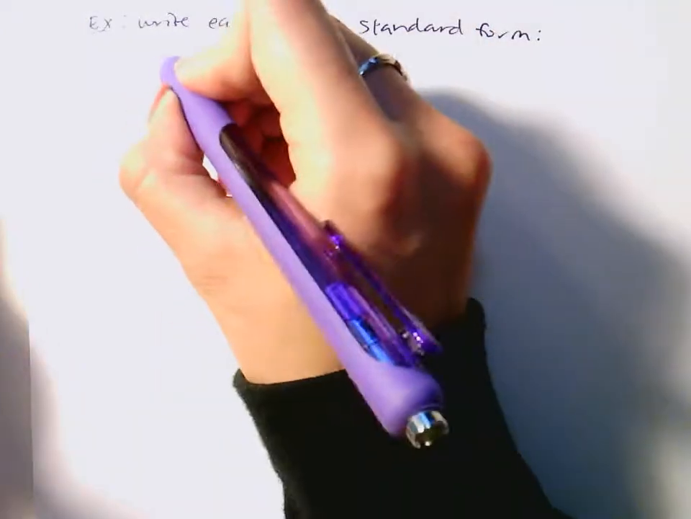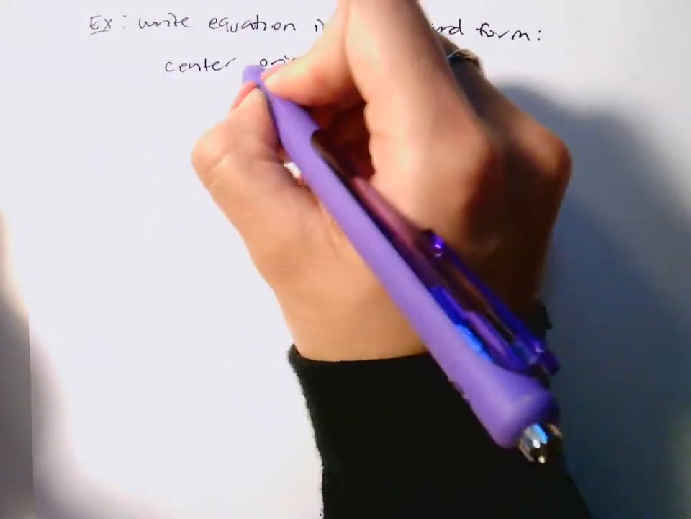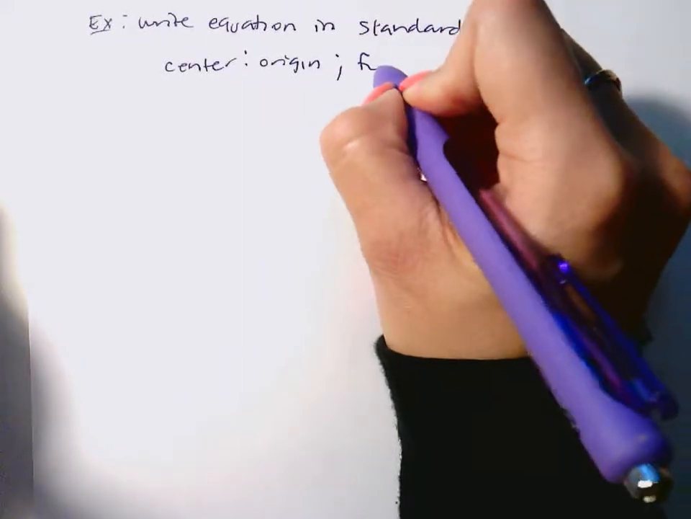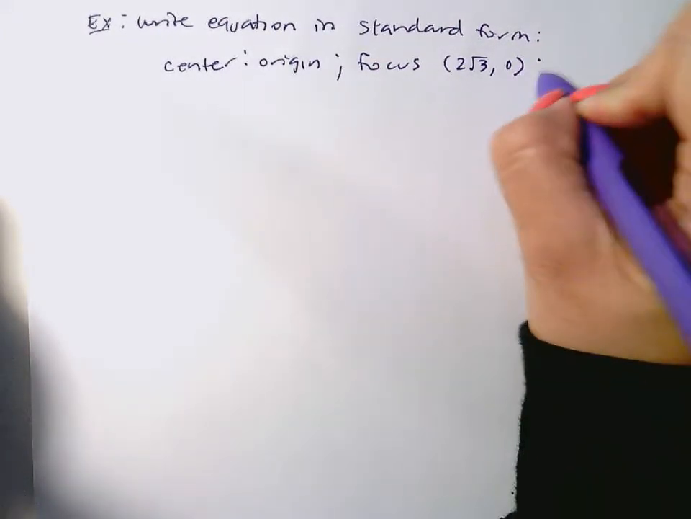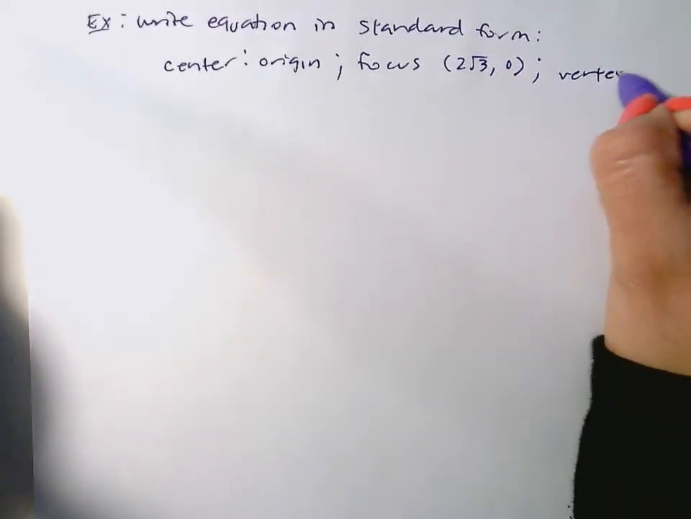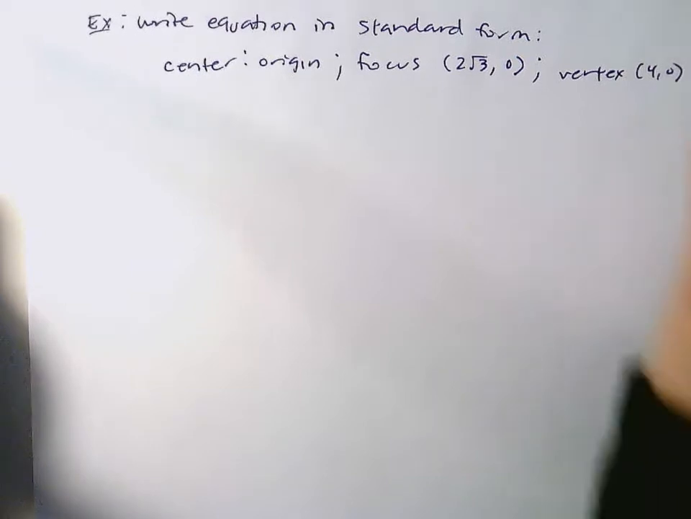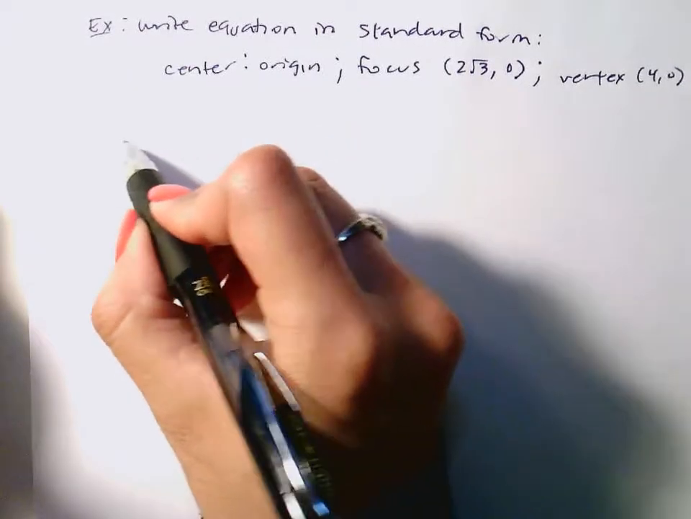For this one, we have a center at the origin. The focus is at 2 radical 3, 0. So one of the foci is at 2 radical 3, 0. And then the vertex is at 4, 0. So let's go ahead and plot this. So let's draw a sketch of this.